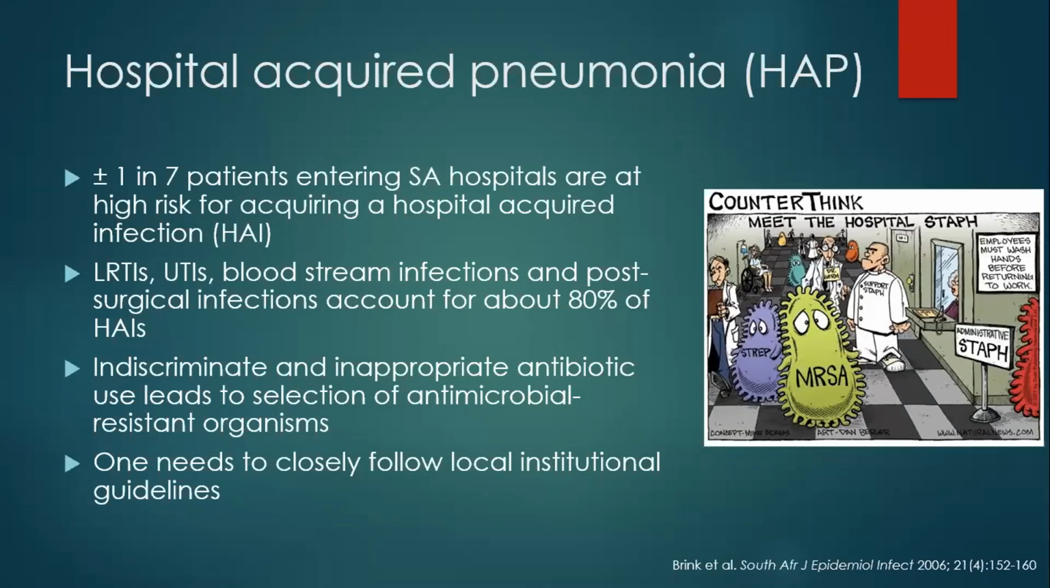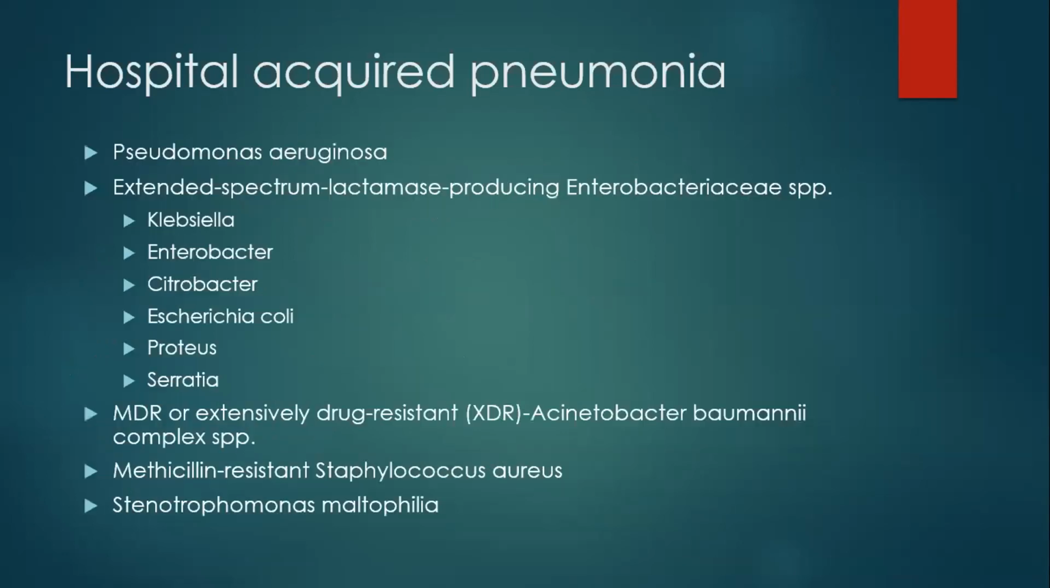Approximately 1 in 7 patients entering South African hospitals are at very high risk of developing hospital-acquired infections. And we're talking here lower respiratory tract, UTIs, bloodstream infections, and surgical sites. And unfortunately, it's because of indiscriminate and inappropriate antibiotics that we select out for antibiotic-resistant organisms. And unfortunately, when you're admitted to hospital, these are the bugs you're going to get, or you're at risk of getting. And one needs to follow one's local institutional guidelines because it's very different if you're in a state hospital to a private hospital, even a couple of kilometers down the road. So please, again, call your friendly microbiologist for help with this.